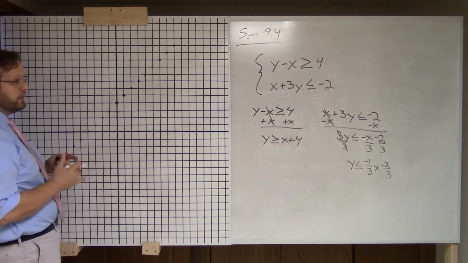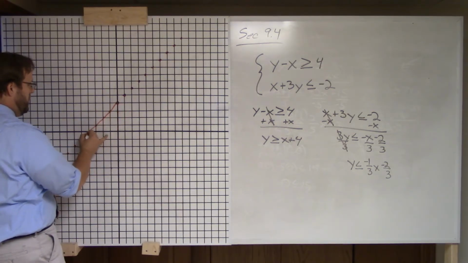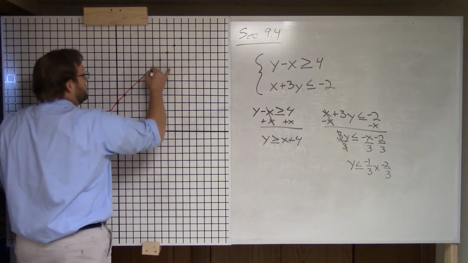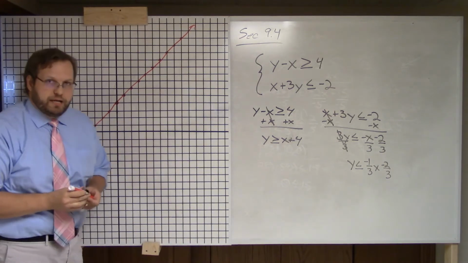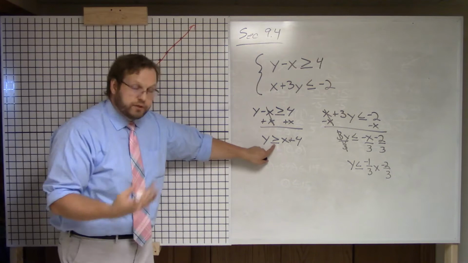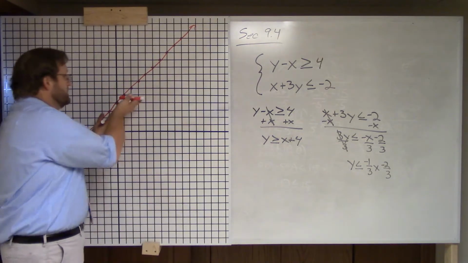Okay, now remember, in this case I'm going with a solid line. Always stop and think about it before you just connect those dots. Make sure you're using the correct type of line. Now I'm going to shade. Again, you could use that test point, or you could trust yourself, and eventually we have to trust ourselves. I'm going to say greater than is up.